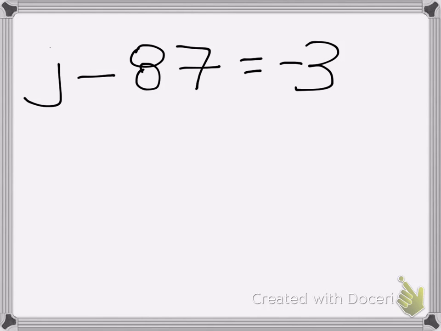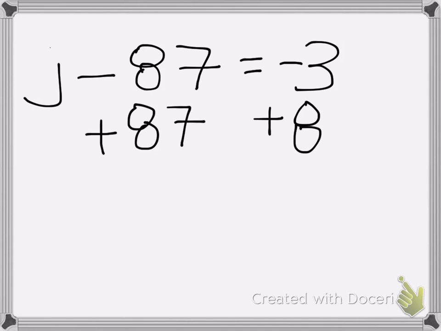Same idea here. You have the variable j minus 87 equals negative 3. You want to cancel out the minus 87, so I'm going to add 87 to both sides. And that will cancel out the minus 87 on the side with the j, so that we have only j left over.